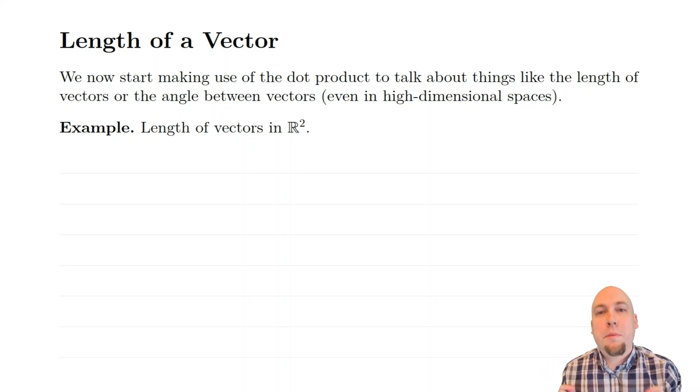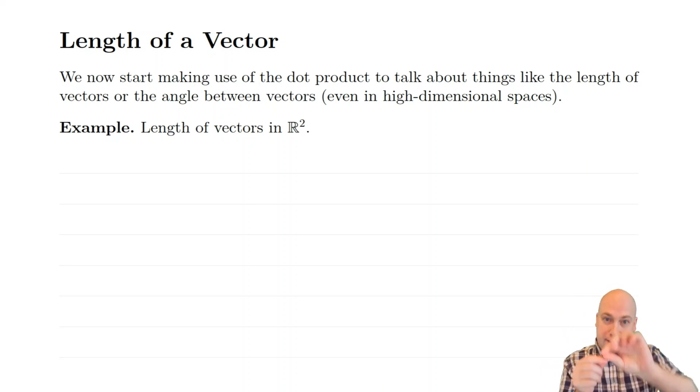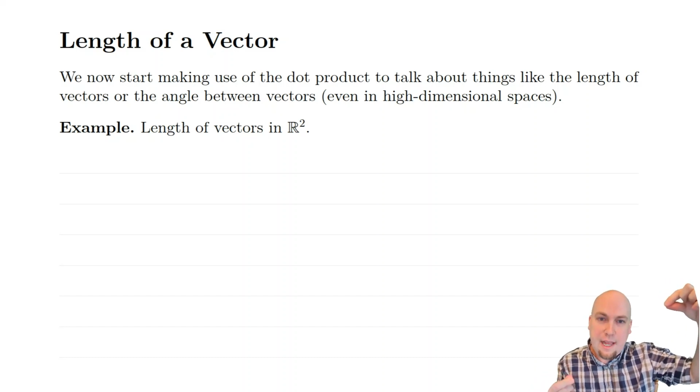So remember in the previous video, we started looking at the dot product of two vectors. Well, what we're going to do in this class is start looking at the things that you can do with the dot product. The first thing that we're going to do with the dot product is learn how to compute the length of a vector. And this just means what it sounds like. It's literally how long is the arrow that geometrically represents that vector.